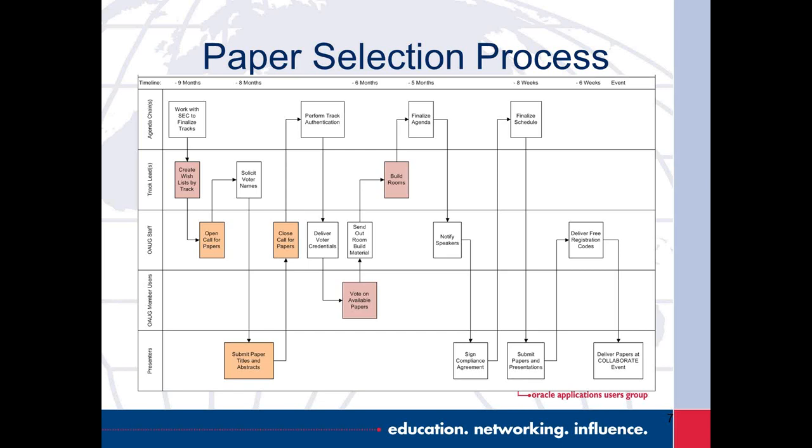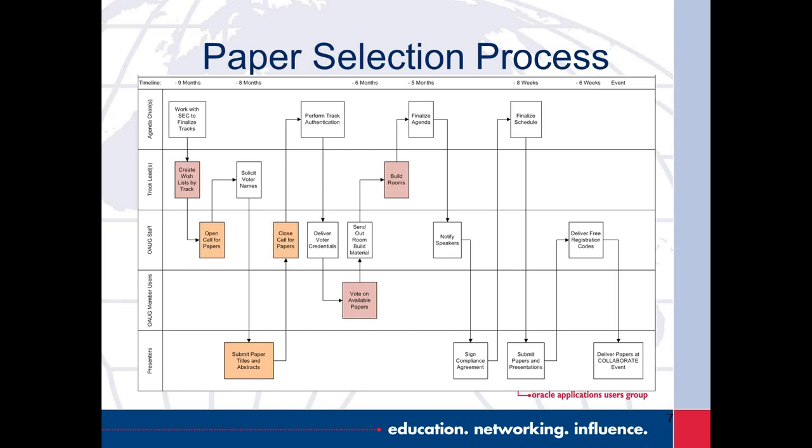Once we have the tracks finalized, we create wish lists. And basically a wish list is just like what it sounds. It's a list of items that we'd like to see delivered at the next event. So topic ideas, specific application functionality, technical topics, pretty much anything that we know is in demand or people want to see, we add to the wish list. And the wish list is there to help individuals such as yourselves go in and spark ideas about the types of papers that you might submit to the conference.